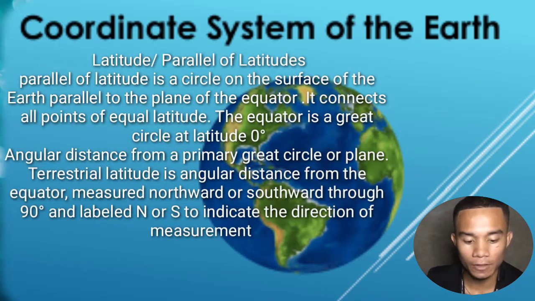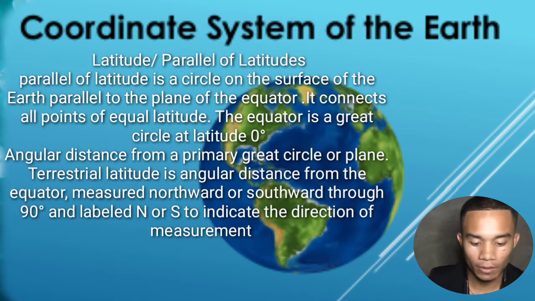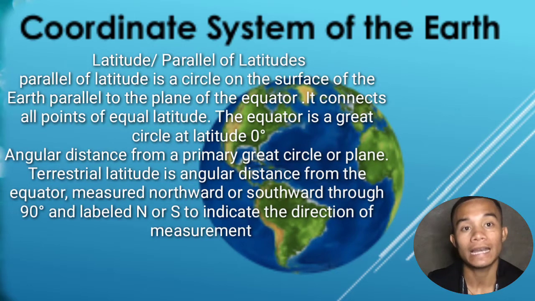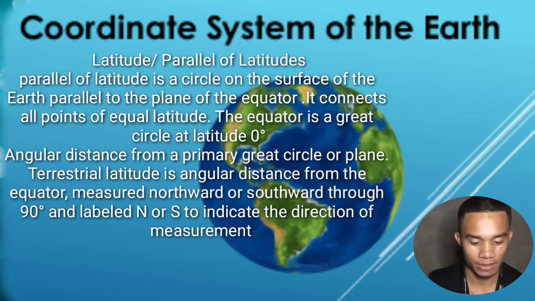A parallel of latitude is a circle on the surface of the Earth parallel to the plane of the equator. It connects all points of equal latitude. The equator is a great circle of latitude, 0 degrees. Terrestrial latitude is the angular distance from the equator, measured northward or southward through 90 degrees and labeled north or south to indicate the direction of measurement.